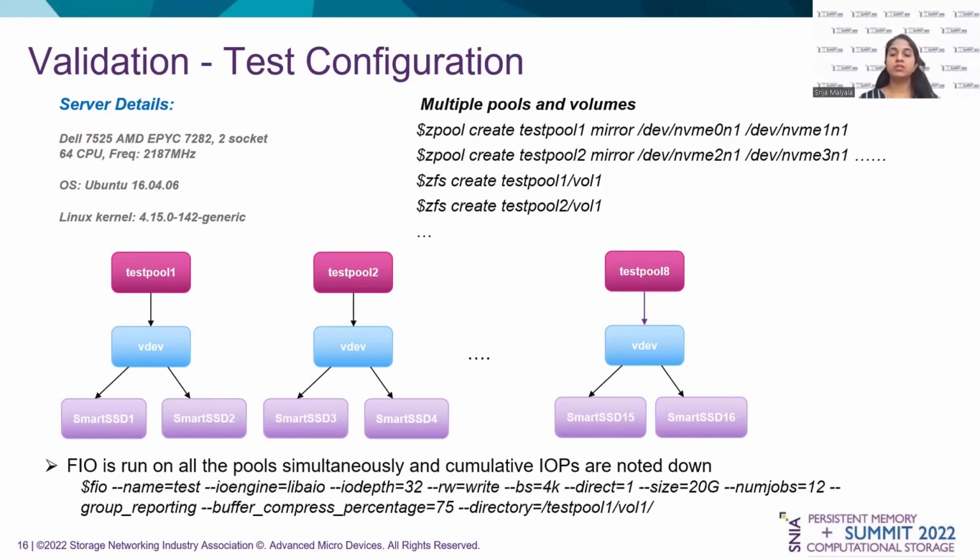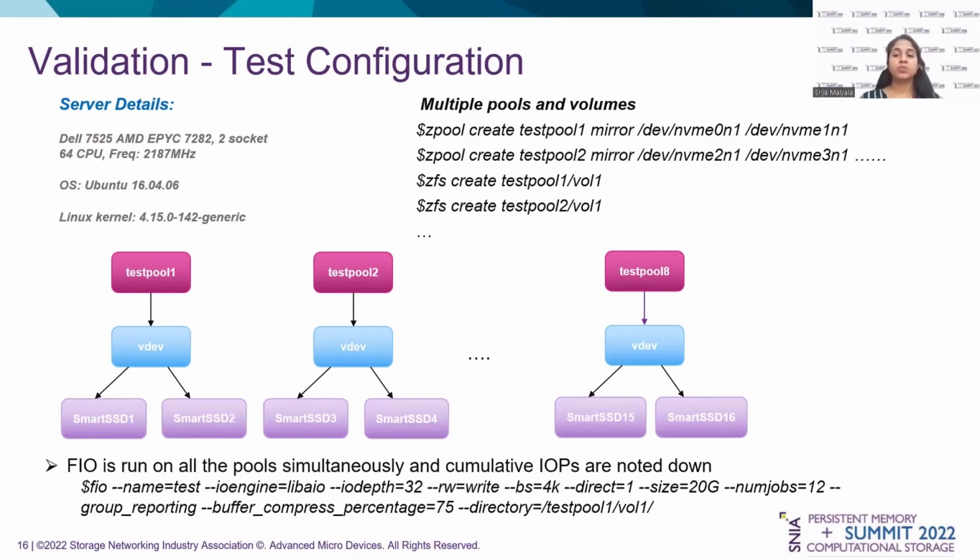We have used the industry standard FIO tool to write data to the pool. We have created 12 threads with an IO size of 10 gig per thread. FIO block size used was 4K with an IO depth of 32. We have also set the buffer compress percentage to 75 so that FIO can generate data which can be compressible.